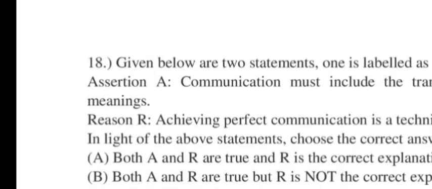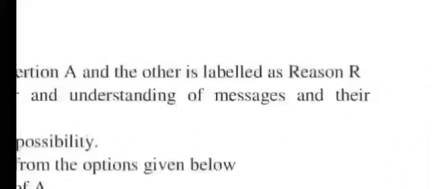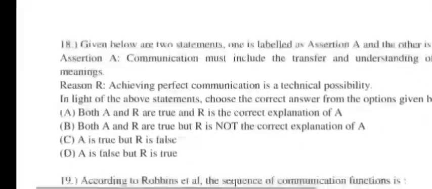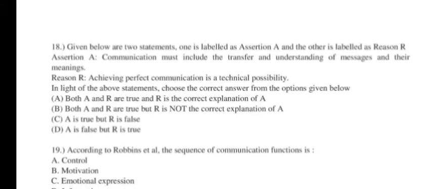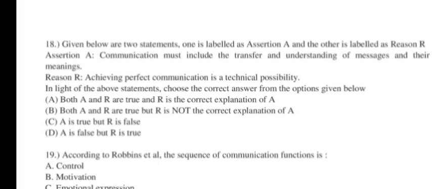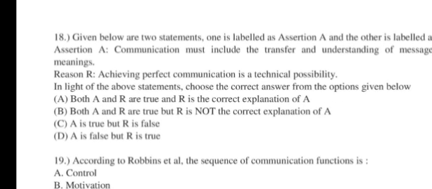18 says, given below are two statements. One is labeled as assertion A and the other is labeled as reason R. Assertion A says communication must include the transfer and understanding of messages and their meanings. Reason R is saying achieving perfect communication is a technical possibility. In light of the above statement, choose the correct answer from the options given below.